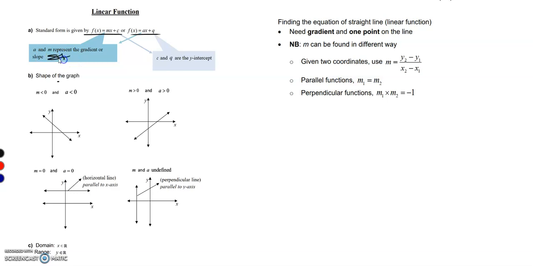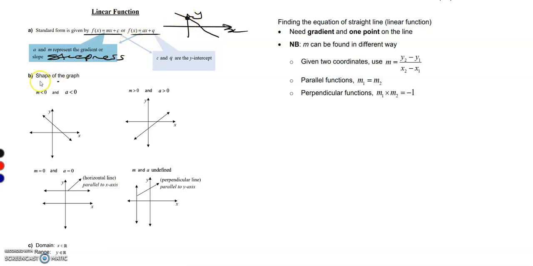So this shows your steepness. Sorry about the handwriting. Then c and q are your y-intercepts. When I talk of y-intercept, we are saying the coordinate where the line touches the y-axis. So for example here, this is your x, this is your y. If a line touches like that, this should be your y-intercept.